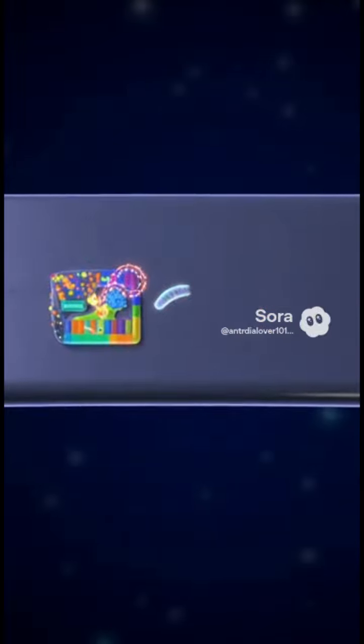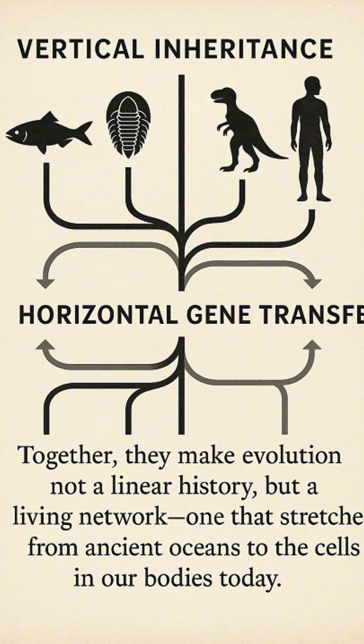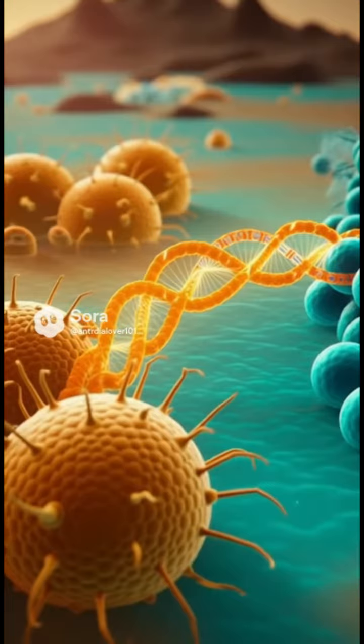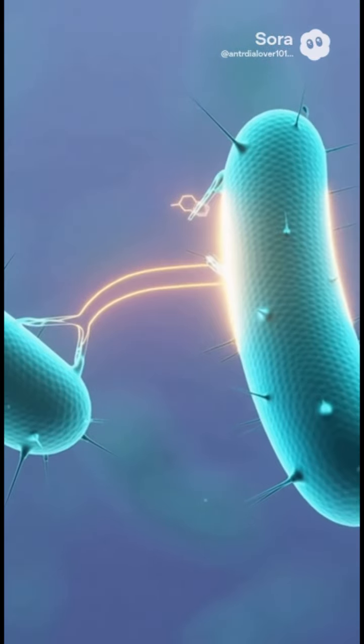Microbes do not merely compete, they communicate through genes. Each transfer is a message, sometimes destructive, sometimes creative, but always transformative. If vertical inheritance writes the story of descent, horizontal transfer writes the story of connection. Together, they make evolution not a linear history, but a living network, one that stretches from ancient oceans to the cells in our bodies today.